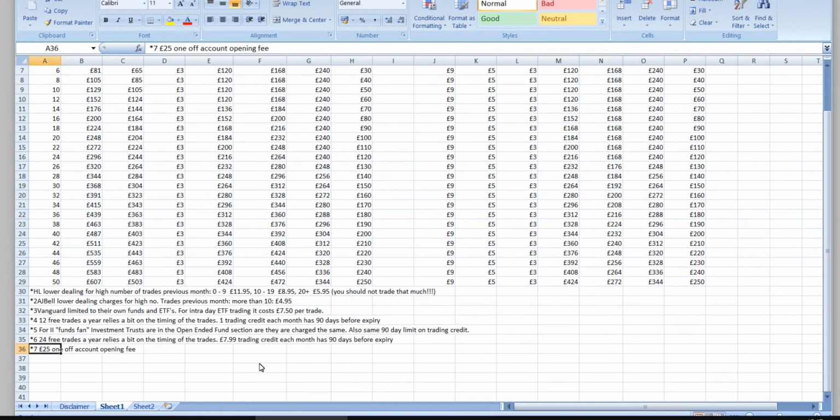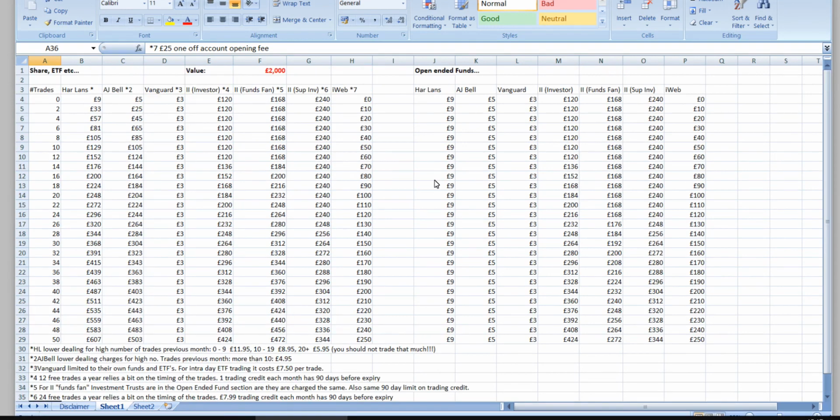And look how short my footnote is. £25 one-off account opening fee. And look how simple the formula is. As you can see, I much prefer iWeb.